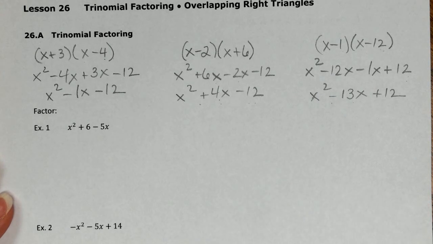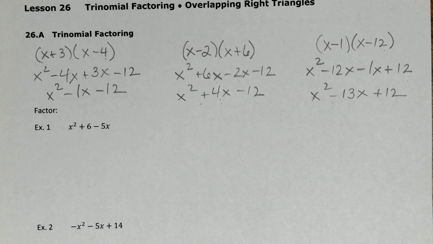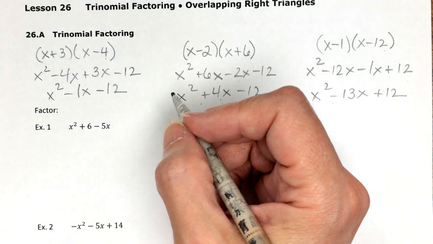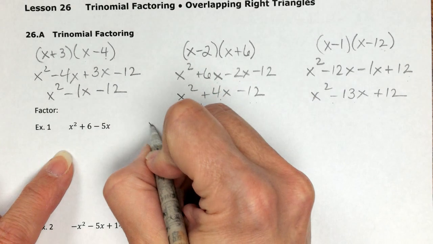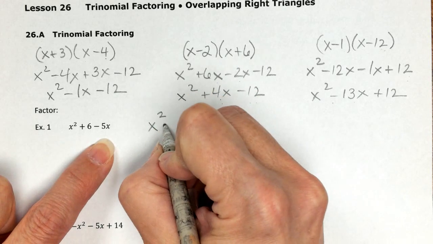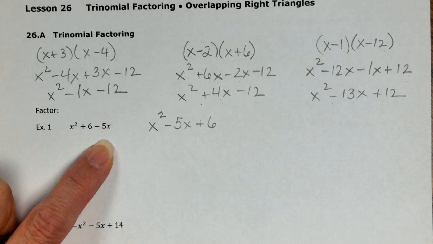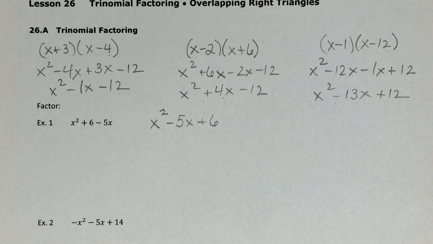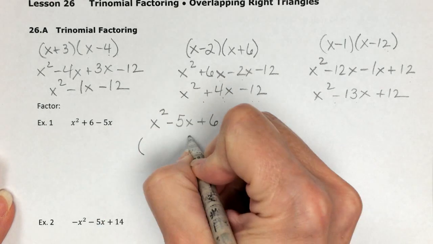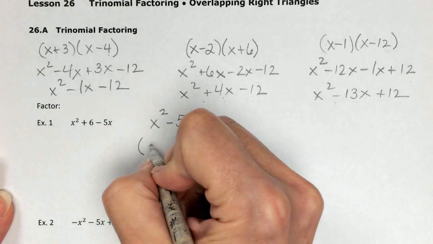The first thing we want to do with these trinomials is make sure they're in standard form, which is descending order of the exponents. Start with the highest one and keep working your way down. So first thing, I'm rearranging this: x squared minus 5x plus 6. Always when I'm factoring, the first thing I want to check is for greatest common factor. If it has one of them, we factor that out first. There is none for this, so we'll go ahead and set up for the binomials.